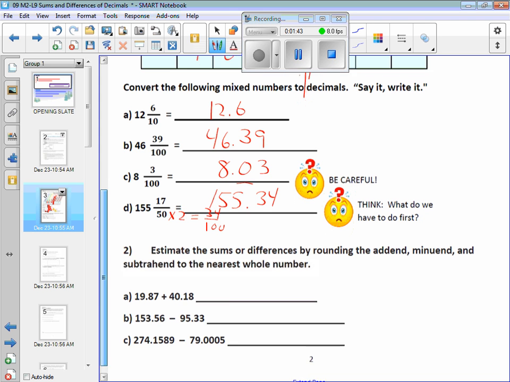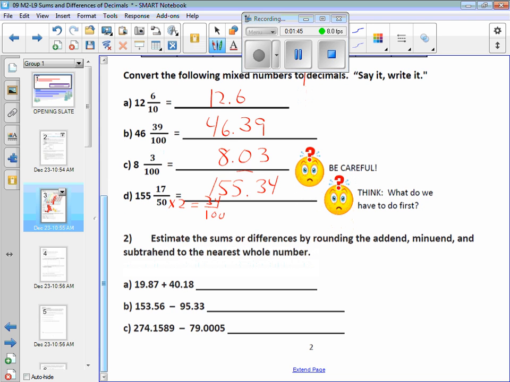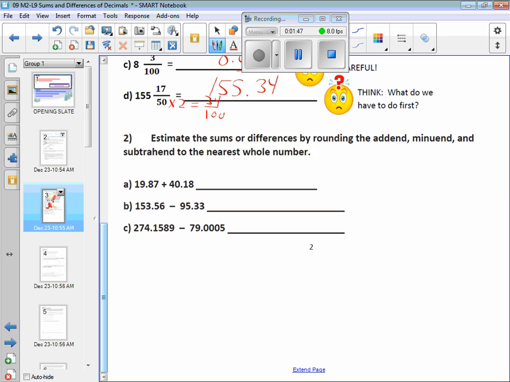Okay, I found in period 2 that I had to review estimation a little bit. When you estimate, what you got to do first is you round the numbers. And by the way, just so you know, numbers that you add are called add-ins. I don't know if you're familiar with that terminology. I've heard it. All right.